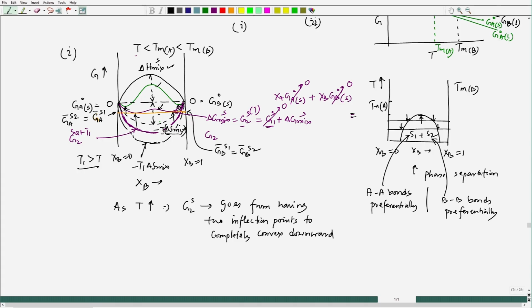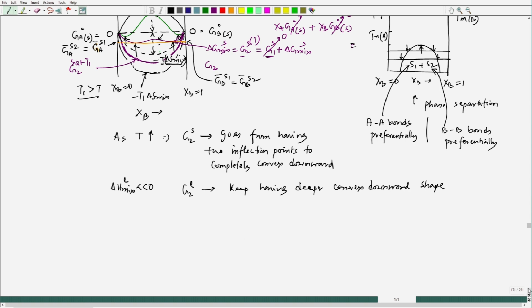But if I compare with the liquid solution, G 2 liquid, as we increase temperature, since delta H mix for liquid is highly negative, the delta G mix to start with has a very steep convex downward shape, but as we increase temperature, since minus T del S mix will be felt more and more, this G 2 liquid will keep having a deeper and deeper convex downward shape. Convex downward shape.